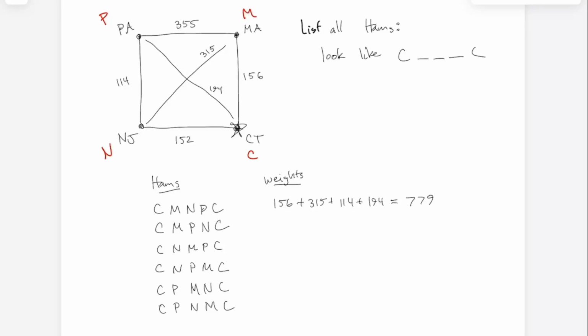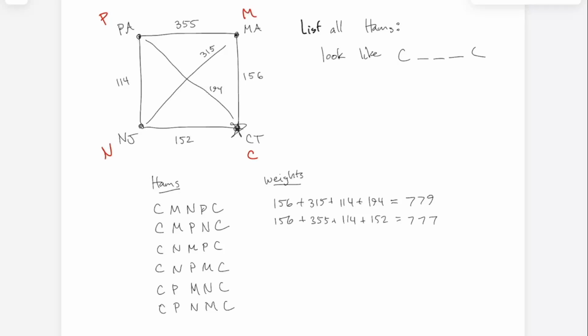All right? We've got to do this for all of the other ones. This is a bit of a pain in this example because of the numbers. So the next one, again, says C to M, which starts with 156. Then we've got M to P. This is different from before. So M to P is 355. Then we've got P to N, that's down the left side, 114. Then we've got N to C, which is 152. And when I added this up, I got 777. All right, so that route is slightly better than the first one.